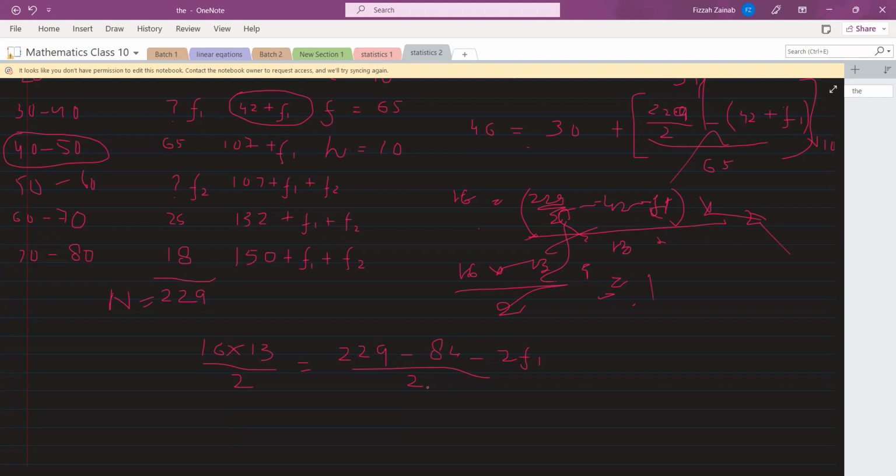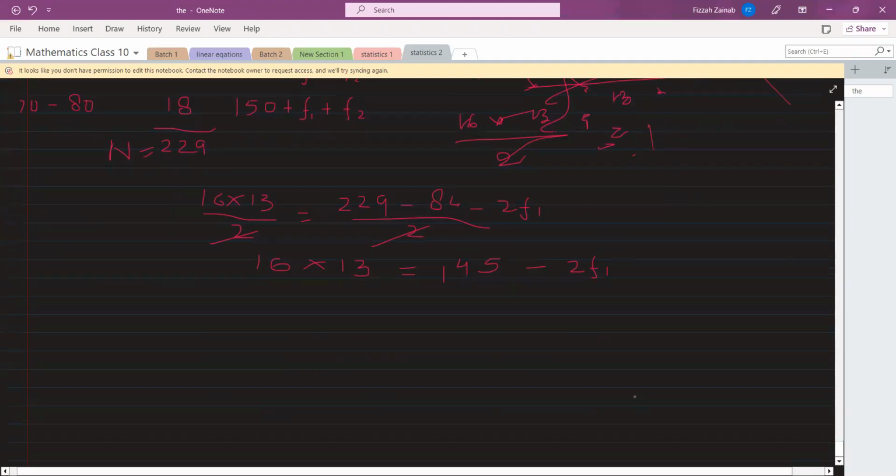Okay. Now this 2 you can cancel. Both are in denominator. So this is 16 into 13 is equal to, how much is 229 minus 84? Tell me quickly. So 9 minus 4 is 5. Then you have 12 minus 8 is 4, which is 1. And then you have 1. So 145 minus 2F1, right?